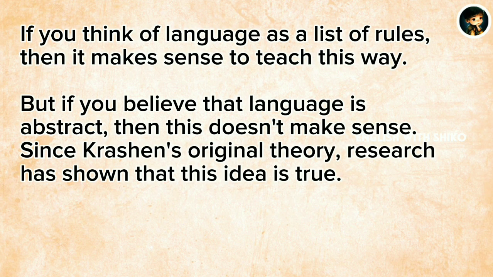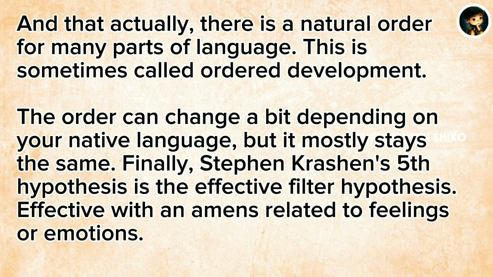If you think of language as a list of rules, then it makes sense to teach this way. But if you believe that language is acquired, then this doesn't make sense. Since Krashen's original theory, research has shown that this idea is true, and that actually, there is a natural order for many parts of language. This is sometimes called order of development. The order can change a bit depending on your native language, but it mostly stays the same.